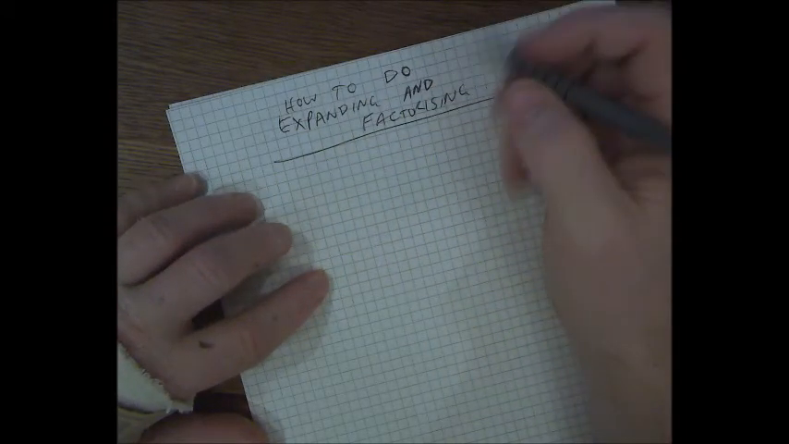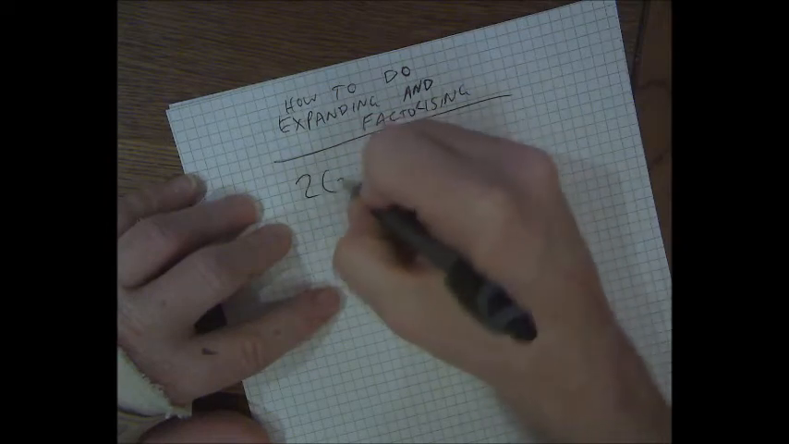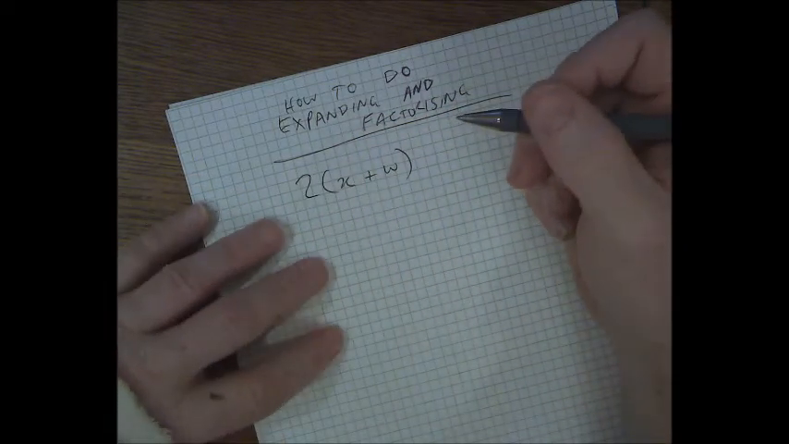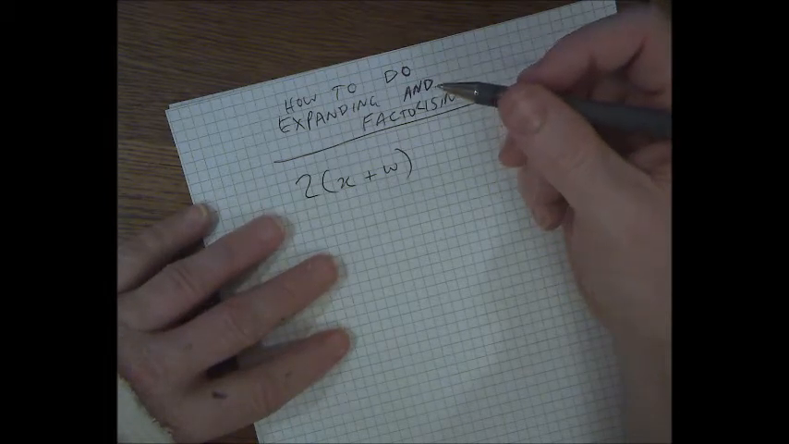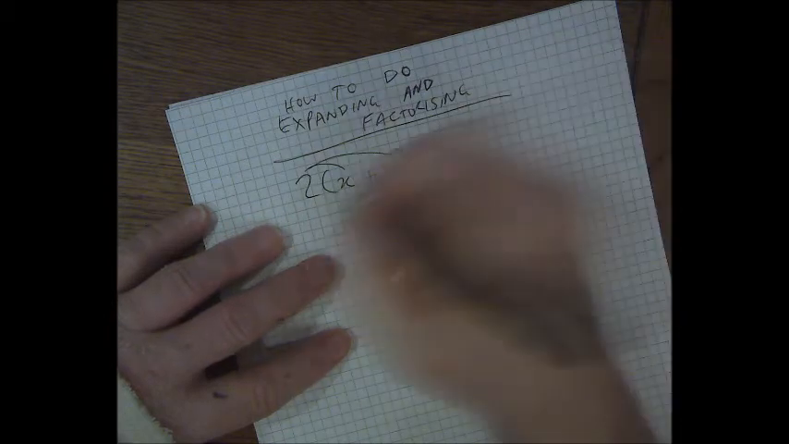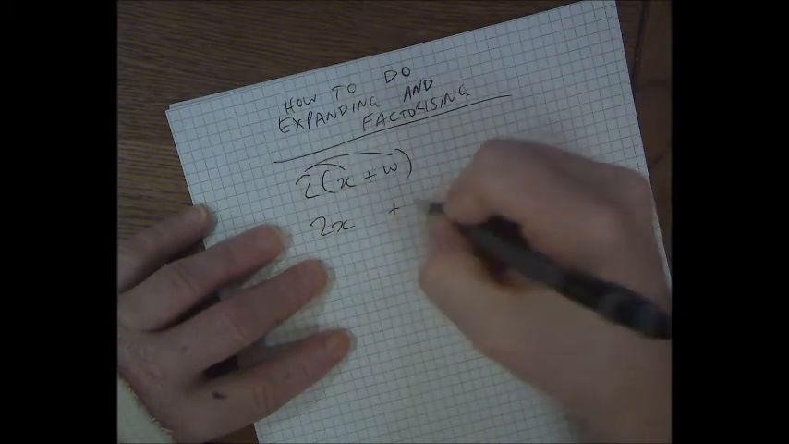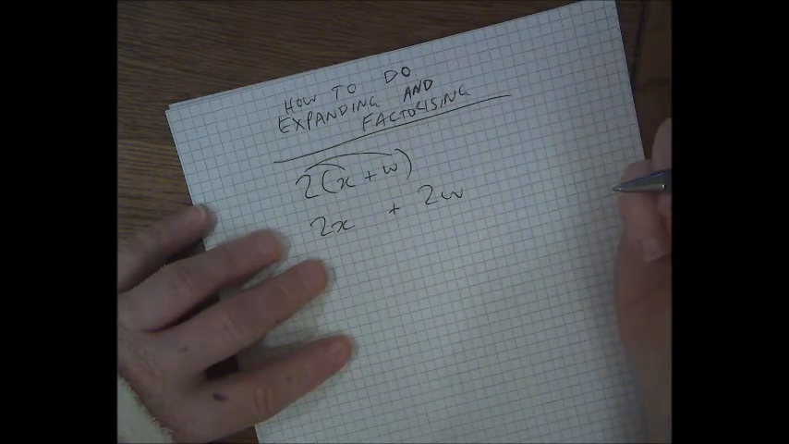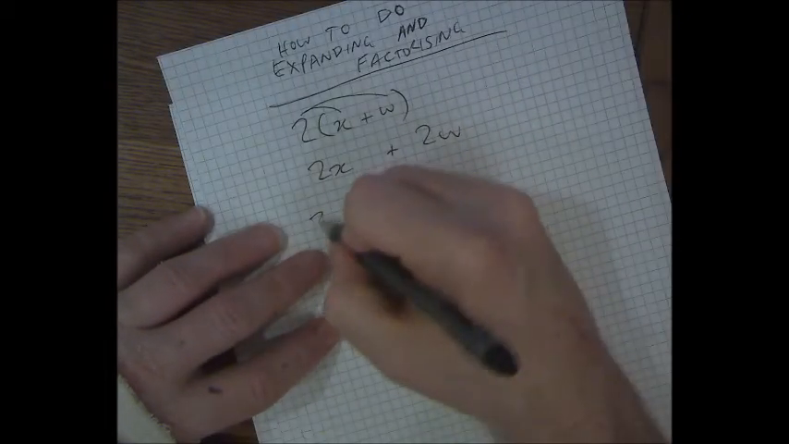Expanding is also called multiplying out the brackets. Basically, you just have to do something twice. Do two multiplications. You do 2 times x, you do 2 times w. Why is there a plus in between my answers? Because there was a plus in between my two questions. It's as simple as that.